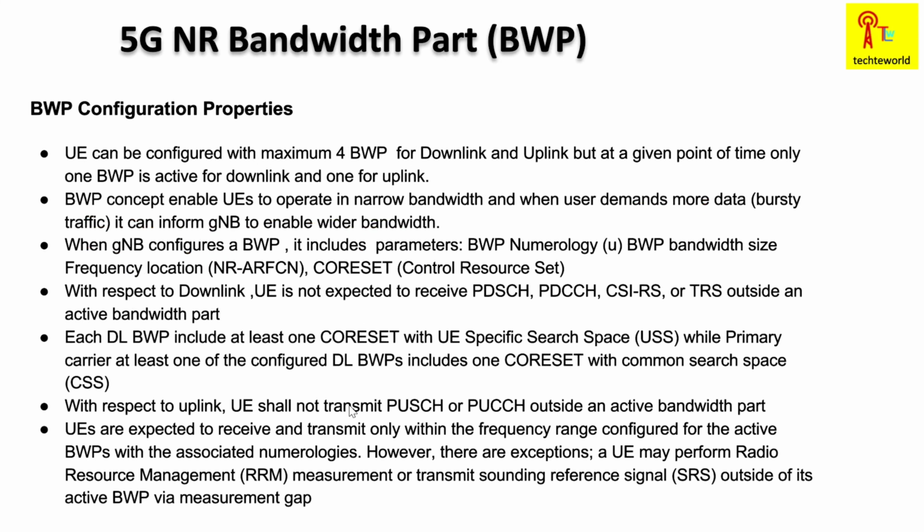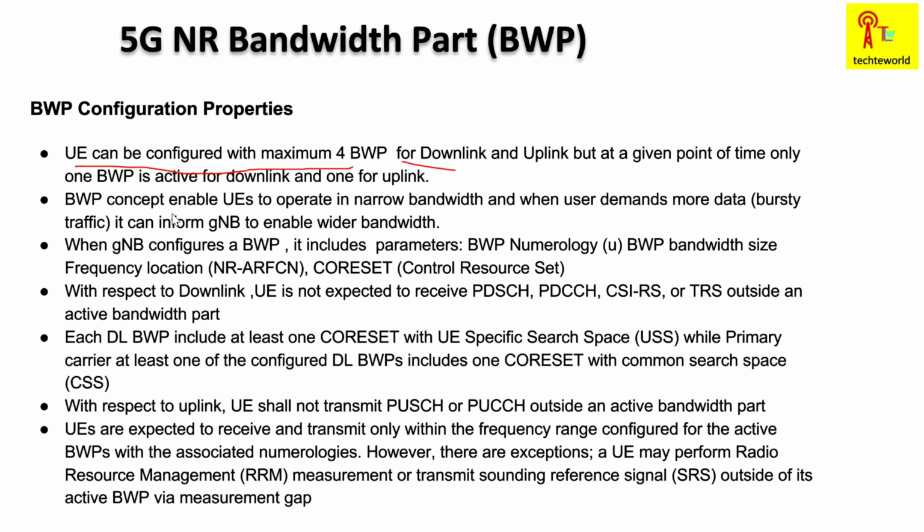Okay, now let us discuss the various configuration properties of bandwidth part. The first configuration property, which is a very important one, is that a UE can be configured with up to a maximum of 4 bandwidth parts for downlink and uplink, but at a given point of time, only one bandwidth part is active for downlink and for uplink. So a maximum of 4 bandwidth parts can be configured for that particular UE.